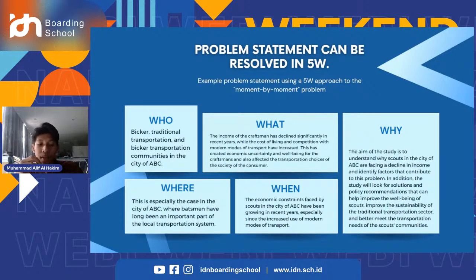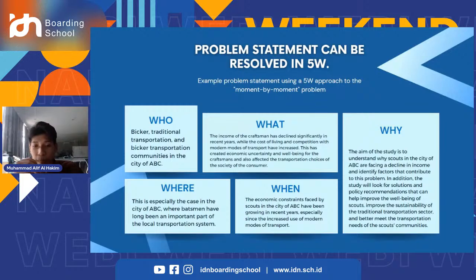And three, where: this is especially discussed in the city of ABC, where becak have long been an important part of the local transportation system. And four, when: the economic difficulties faced by becak drivers in the city of ABC have been growing in recent years, especially since the increased use of modern modes of transport.